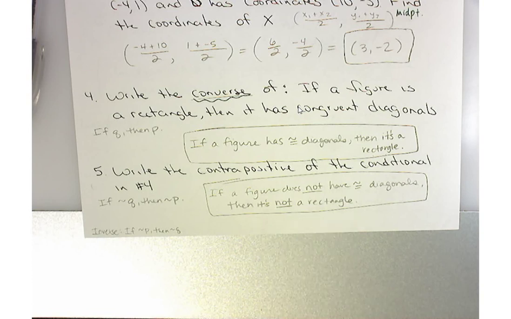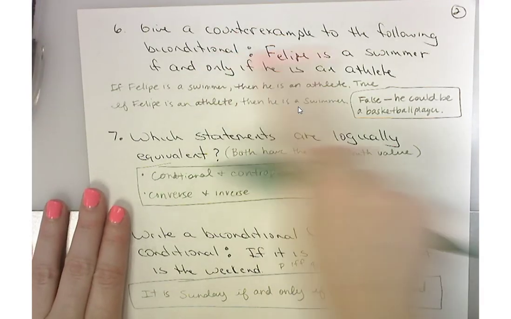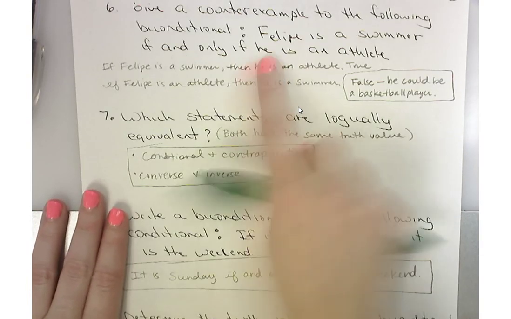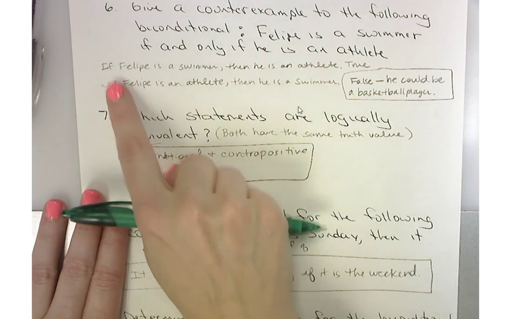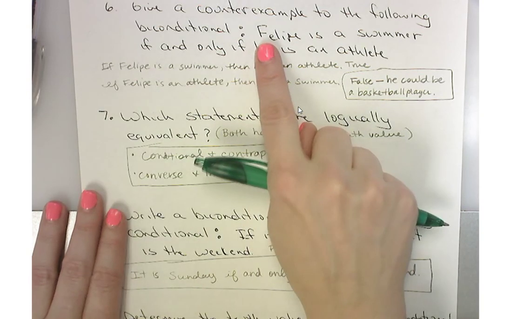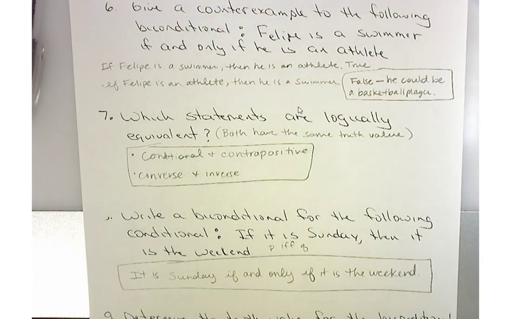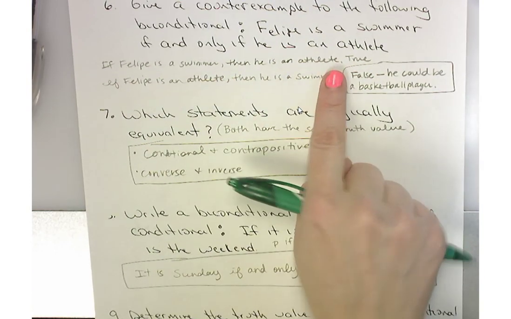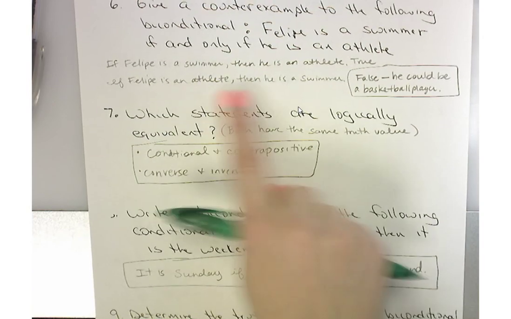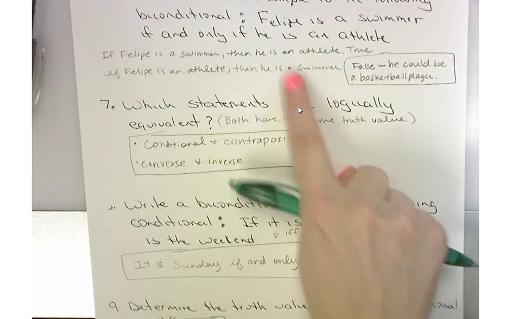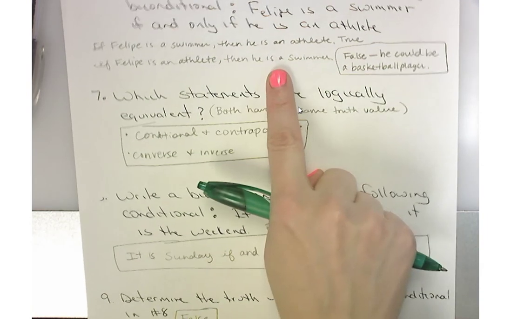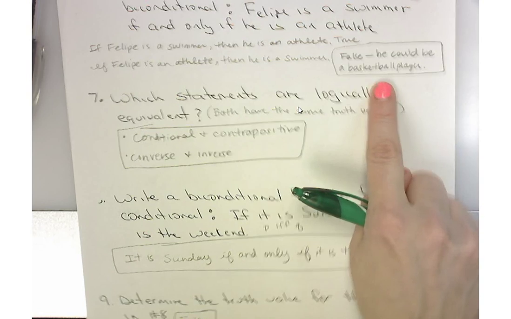For 6, it says give a counterexample to the following biconditional. Okay, if it is a biconditional, it has to be true forwards and backwards. So for this one, it's Felipe is a swimmer if and only if he is an athlete. So this means if Felipe is a swimmer, then he is an athlete. If Felipe is an athlete, then he is a swimmer. This is the statement that you could prove false because he could be an athlete and not a swimmer. So I said, oh, he could be a basketball player. Okay, any other sport you could put down with that as well.